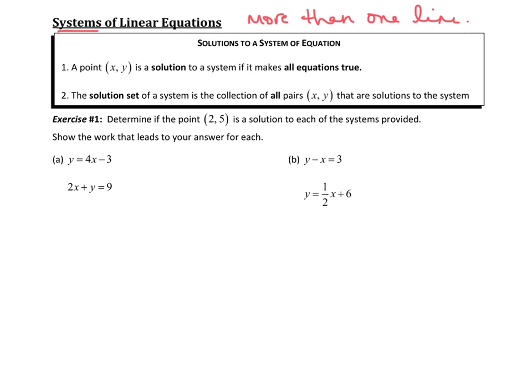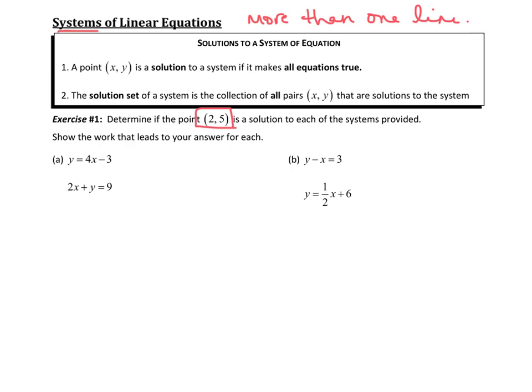And so right here, it talks about what is then a solution to a system of equations. Well, any point is a solution to a system if it makes all equations true. In other words, if you can put that point into both lines and it works for both of them, it's true for both of them, then we would say it is a solution to the entire system. The solution set of a system is the collection of all points, all xy pairs, that are solutions to the system. Okay, so number 1 wants us to determine if this point, 2, 5, is a solution to each of these 2 different systems. So we have 2 different systems.